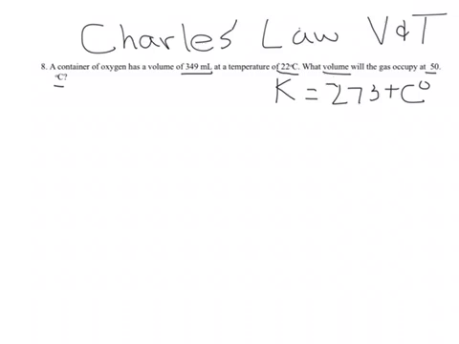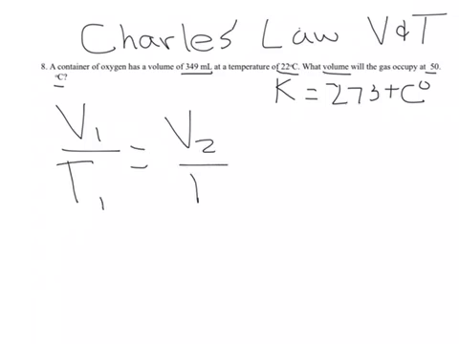So, I'm going to write down Charles' Law equation, which is volume 1 over temperature 1 equals volume 2 over temperature 2. Charles' Law shows that volume and temperature is in a direct relationship, meaning if you increase temperature, then volume will also increase. Because remember, if you increase temperature, you are adding energy to those gas molecules. They are moving around more rapidly and they are spreading out.